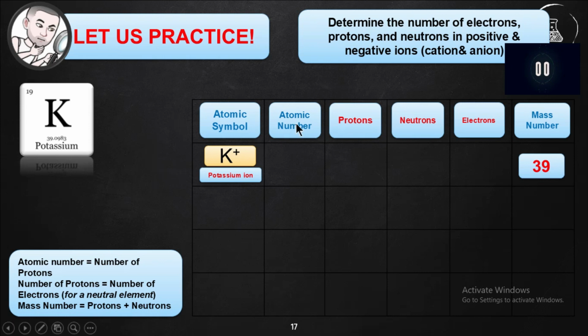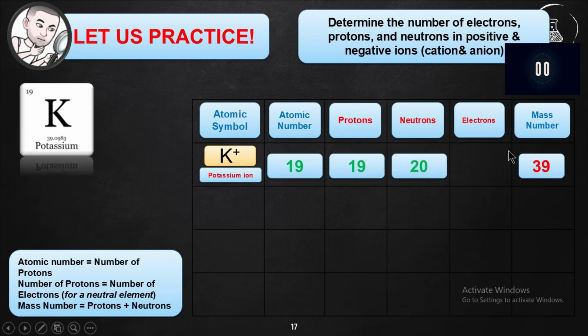Okay, let us answer. Atomic number is 19. Protons is 19, same with atomic number. Number of neutrons, minus lang. 39 minus 19 is 20. Number of electrons, tingnan yung charge. Ibig sabihin nito, maglo-lose siya o magbabawasan siya ng isang electron. So, 19 minus 1 is 18.